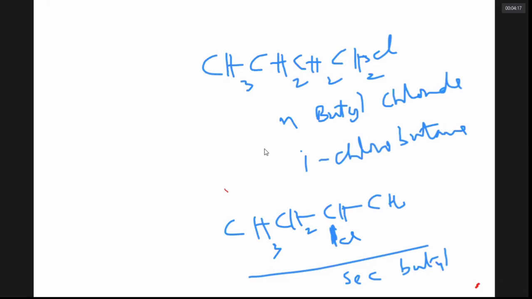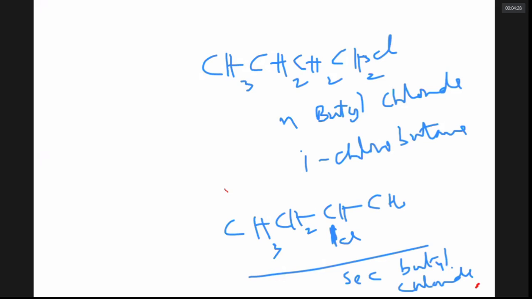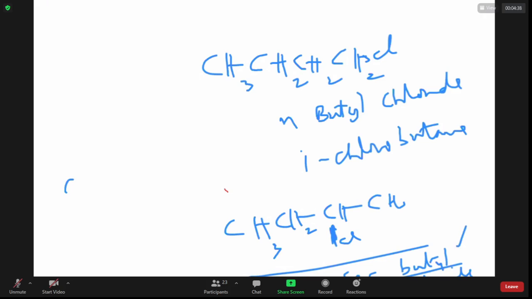If you say secondary butyl chloride, there is no confusion. Its IUPAC name is 2-chlorobutane. Again, IUPAC names have no confusion. If you look at secondary butyl chloride, again there is no confusion in this.